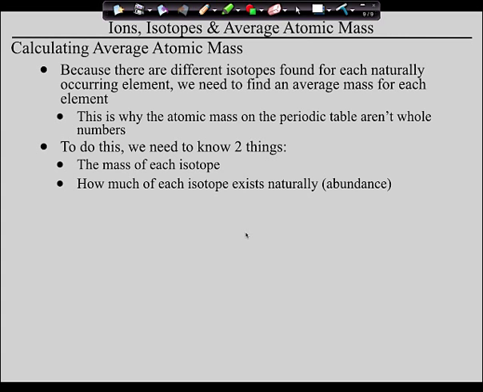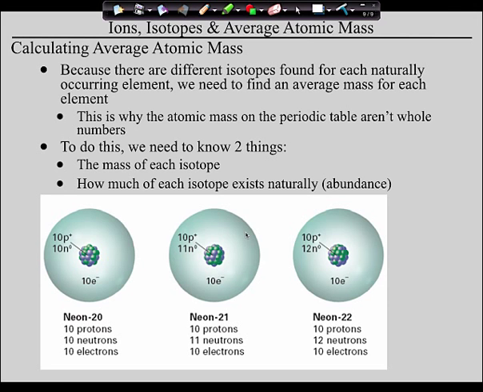So what is it? Well, guys, in the example of neon, it has a mass of 20, 21, or 22. But again, it's not a third, a third, a third. It's actually about 90% this, about 0.27% this, and about 9.25% this. So guys, this is way skewed towards the isotope that has a mass of 20. So, given these numbers, what is the average mass of neon? Well, it's on the periodic table. But how do we come up with that number?